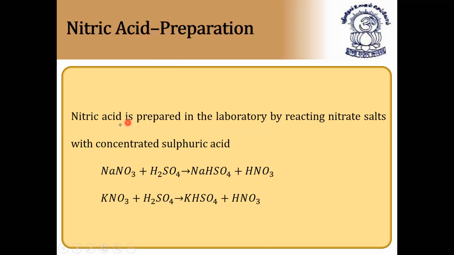Next, we have nitric acid preparation. One more compound of nitrogen, HNO3. Nitric acid is prepared in the laboratory by reacting nitrate salts with concentrated sulfuric acid. So sodium nitrate or potassium nitrate with concentrated sulfuric acid. Concentrated sulfuric acid is important so that you will get nitric acid. So this is the preparation of nitric acid. All the preparation reactions can be asked in the examination, so you have to be thorough with all the reactions.